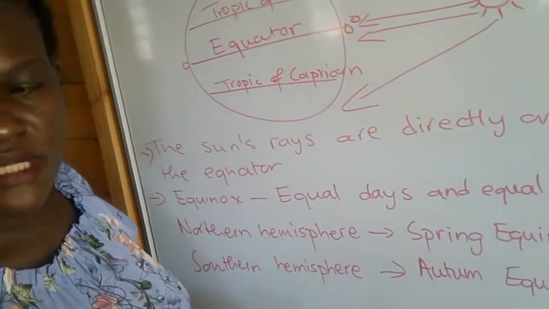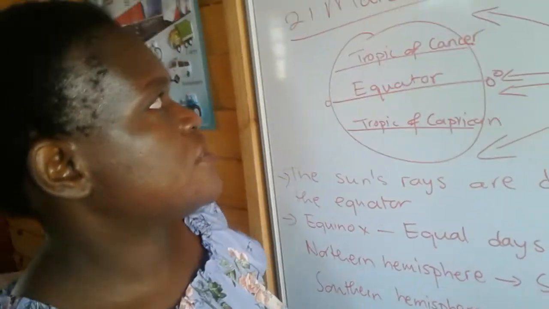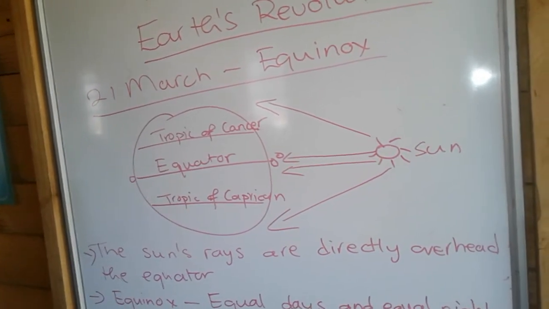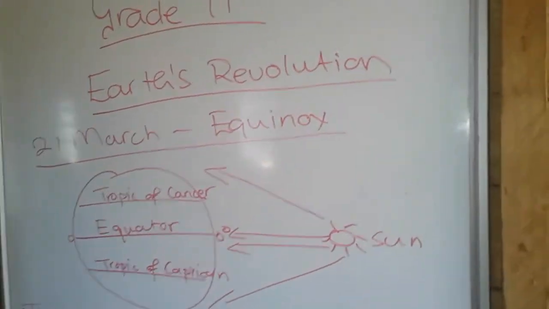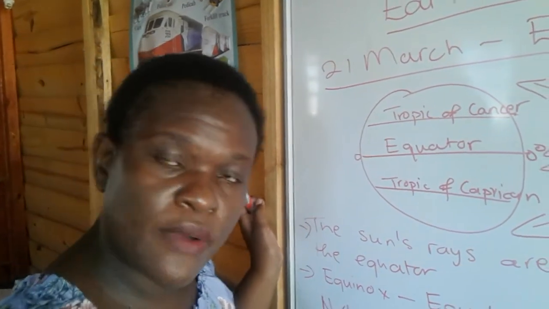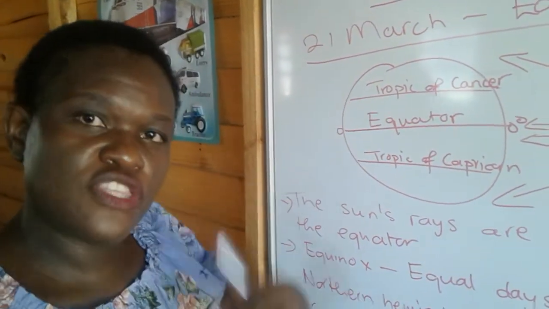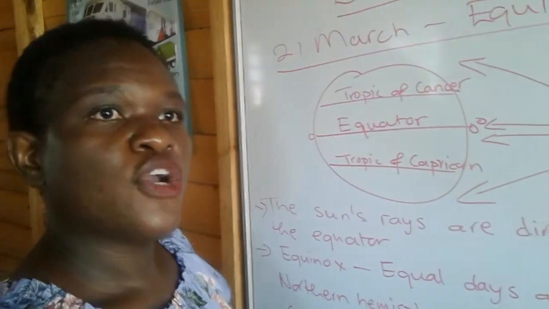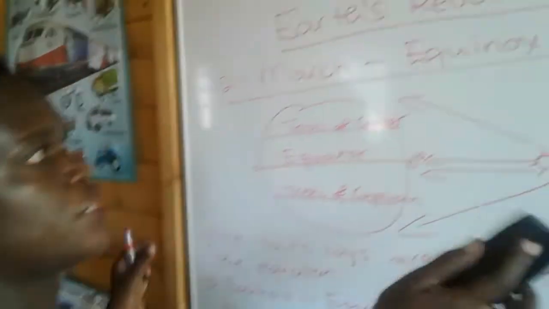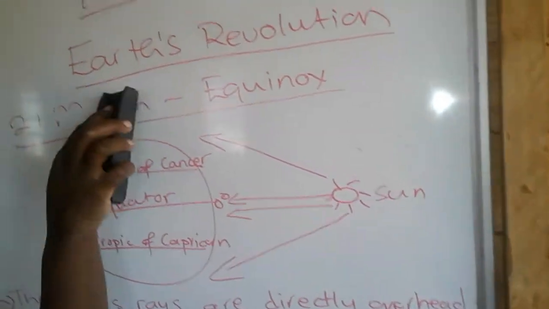So this is what happens at the 21, 22 March equinox. We are all experiencing equal days. We are all experiencing equal nights. So next I'm going to explain the solstice. As the Earth is revolving around the Sun, we now reach the first solstice, which occurs on 21 June.